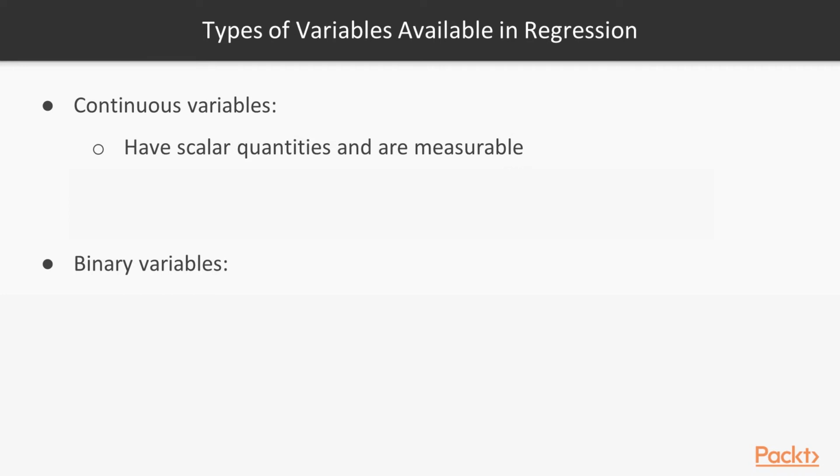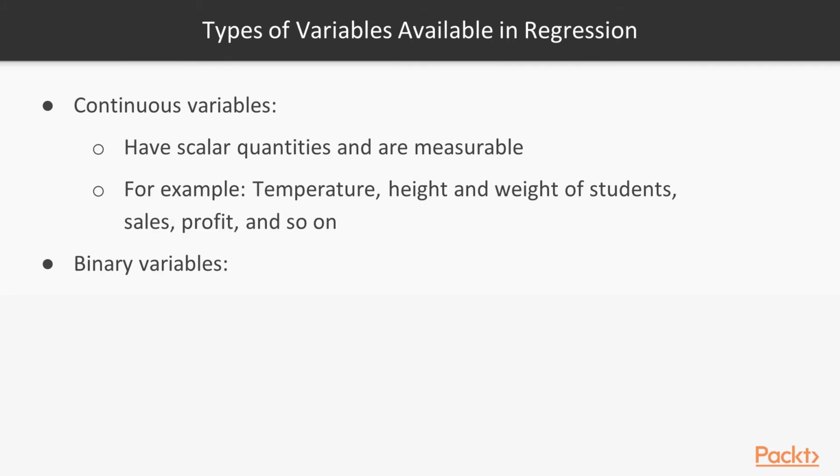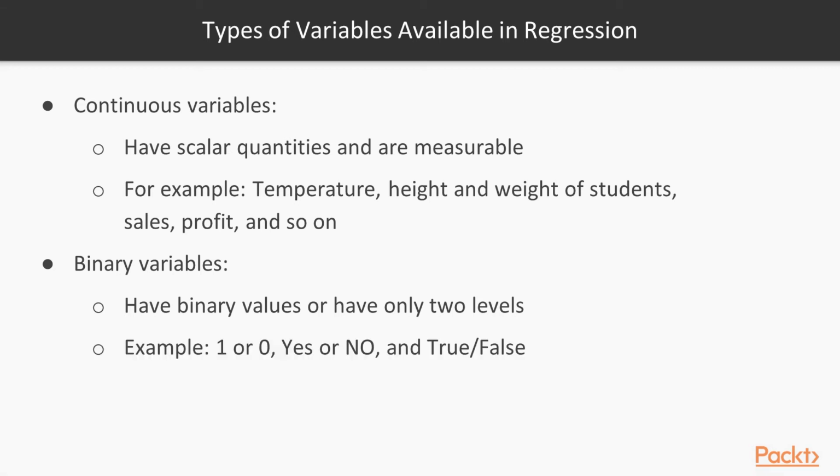Continuous variables are those variables that has a scalar quantity and are measurable. For example, temperature, height of students in a class, weight of students in a class, sales, profit, etc. Binary variables or dichotomous variables are those variables that have the binary values or have only two levels, like 1 or 0, yes or no, and true or false.